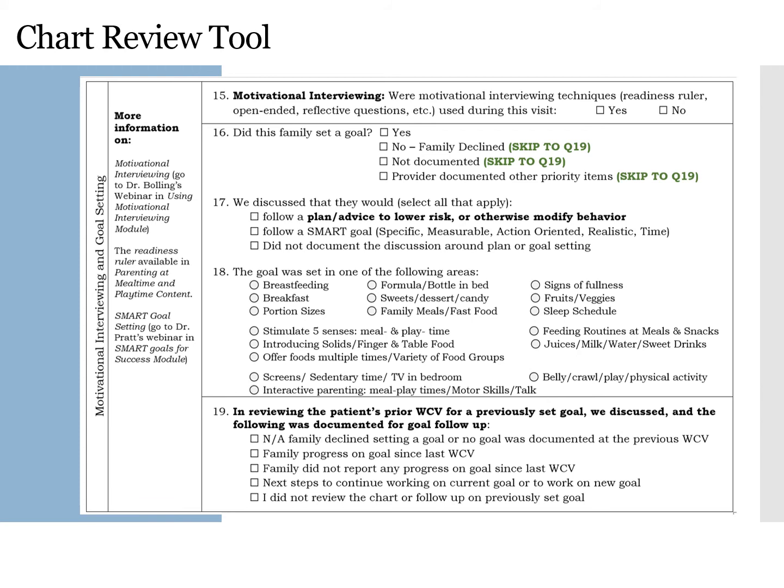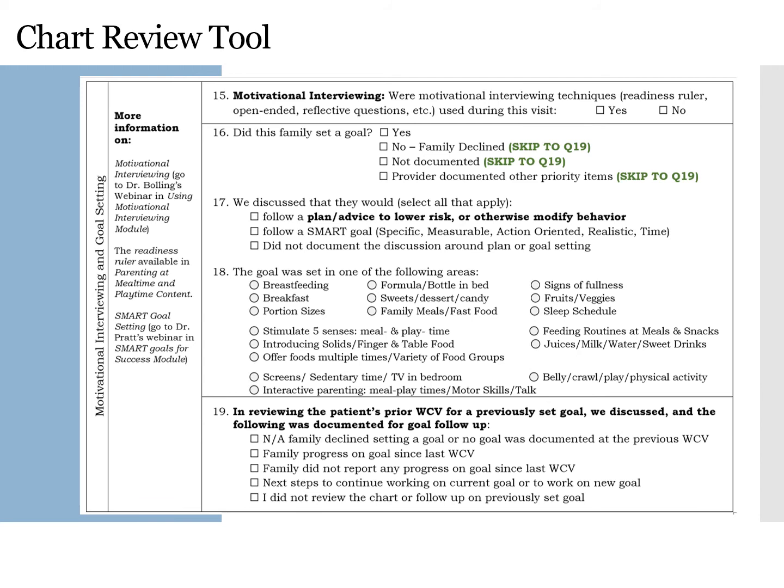You may not have all of these elements in your baseline chart reviews, but these are items to consider moving forward during the action period. Question 15 looks at motivational interviewing and the techniques that you may have used during that visit. You do not need to have explicit documentation of I used a readiness ruler, or I asked open-ended questions, or used reflective questions. This is solely you just thinking about the encounter with the family and noting, yes, I used motivational interviewing techniques, or no, I did not.